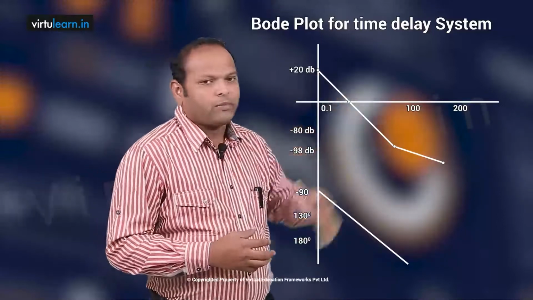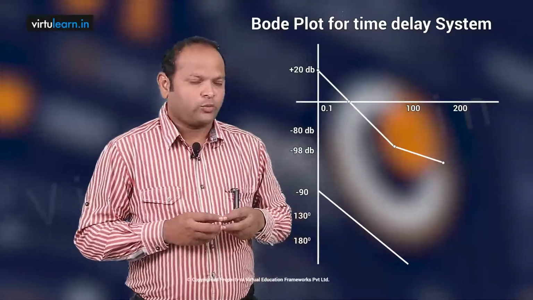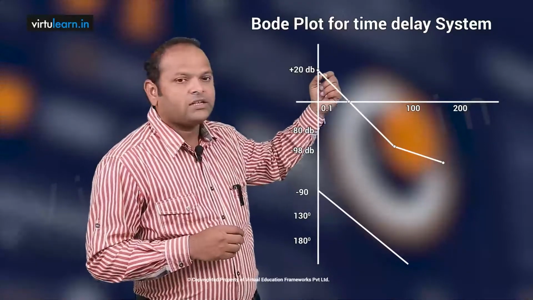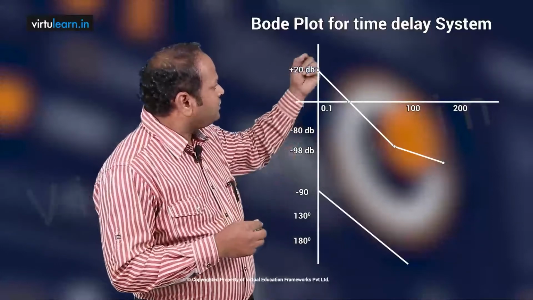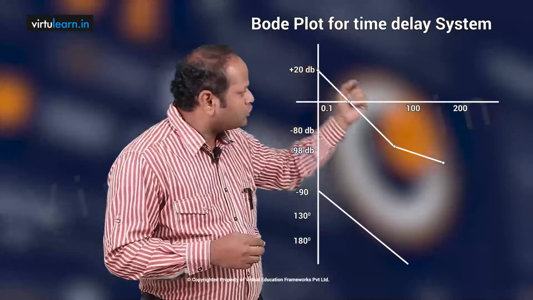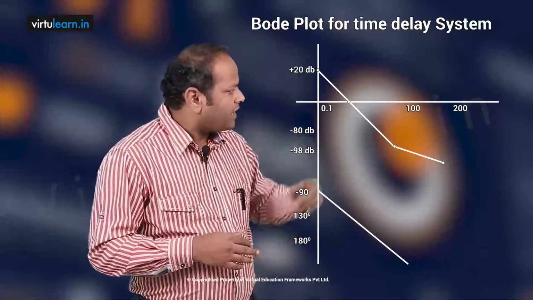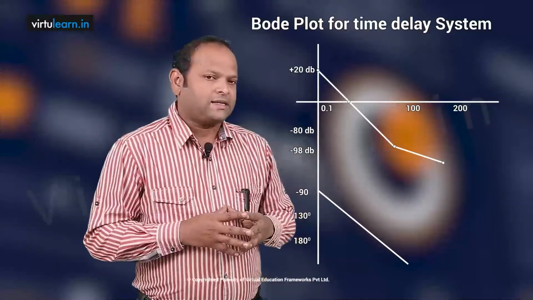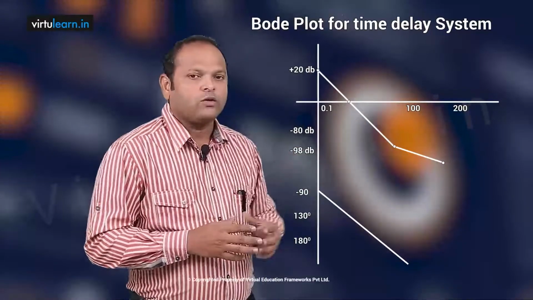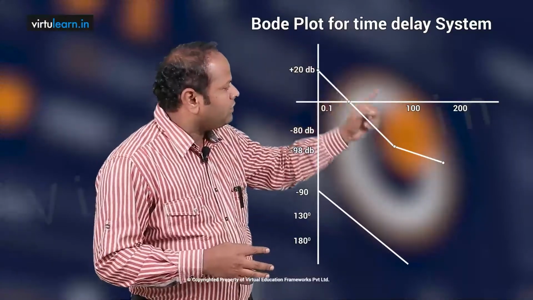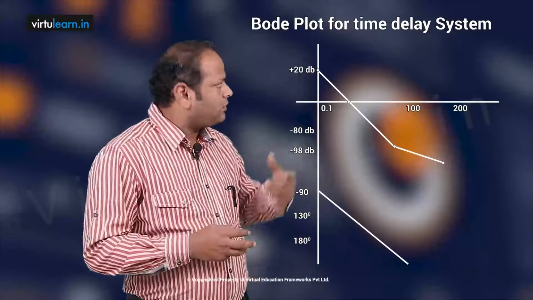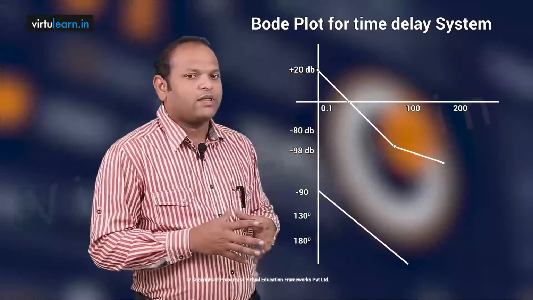Now, we know that in the magnitude plot there are 4 frequencies to be plotted. At omega is 0.1, I need to take 20 dB, so plus 20 dB I can take here. Then again it goes to 0 when omega is 1. Then it goes to minus 80 when omega is 100, and it goes to minus 98 when omega is 200. So all the slopes are decreasing, and we can write here the corresponding slope.